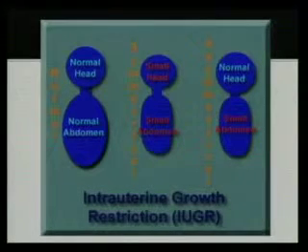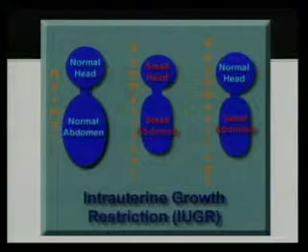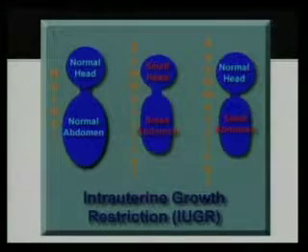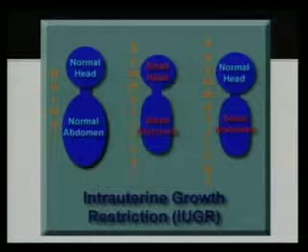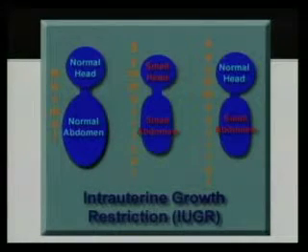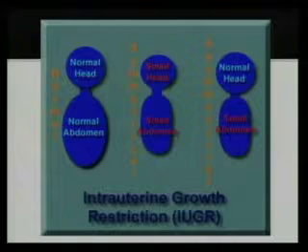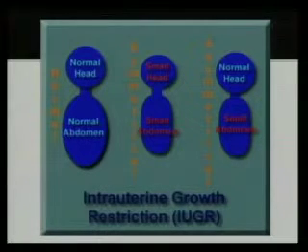So this is kind of a little picture for us to see what I'm talking about. A normal baby has a normal head size and a normal abdomen. A symmetrically growth-restricted baby has a symmetrically small head and a small abdomen. But an asymmetrically grown baby would have a normal head size, but a small abdomen.